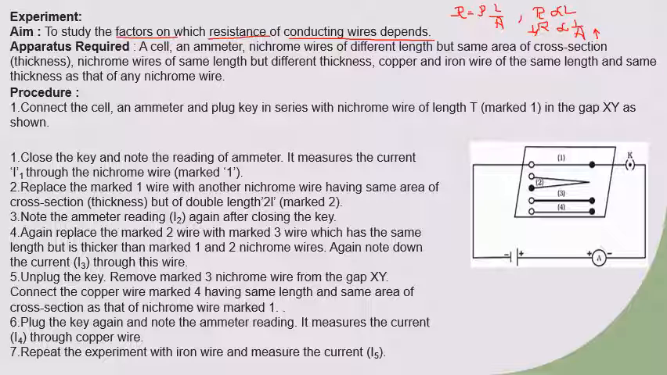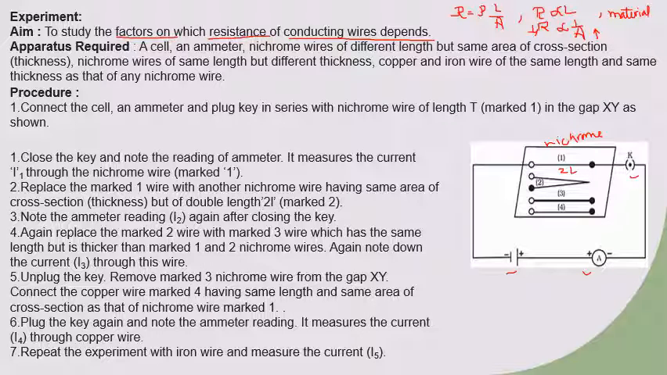Other than this, we know that resistance also depends upon the material of the wire. Okay, so let's find out through the experiment. Apparatus required over here is a cell, ammeter, key, and the wires of different length. Here we have taken the first wire, it is a nichrome wire. Okay, and the second wire is also nichrome wire, but the length is double. Nichrome wire with 2L of length.